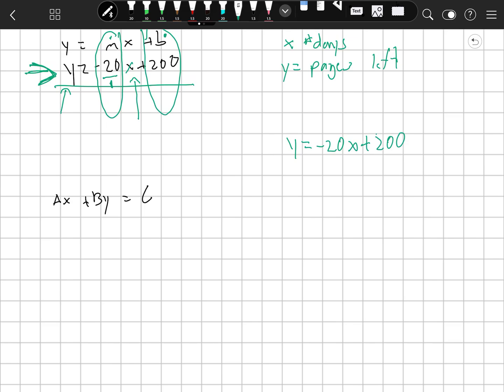So if I wanted to put this in standard form, I would have to go ax plus by equals c. So really we're trying to get this over here. And if you think about how to do that, if you're subtracting 20x, let's add 20x to both sides because these will cancel out, and then you've got the 20x there. So now we have 20x plus 1y equals 200. 20x plus 1y equals 200.